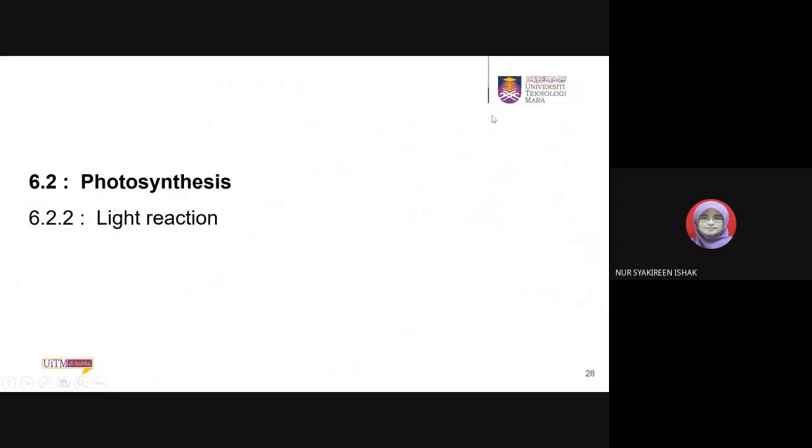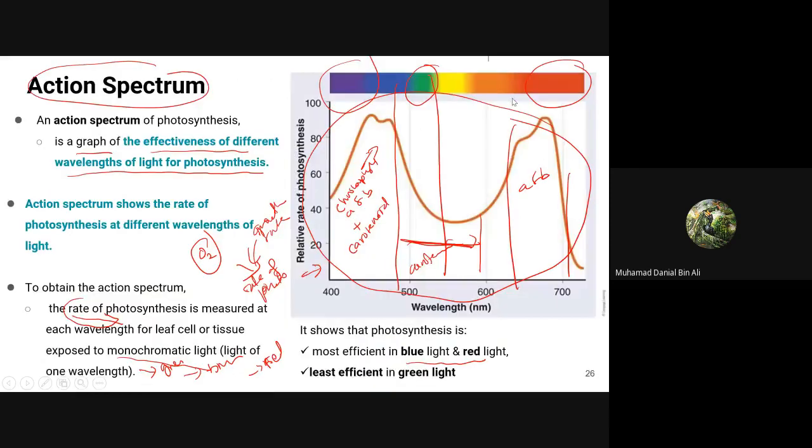So now we are going to look at the details. I have a question about the action spectrum, can I ask? Why do different wavelengths of light affect the rate of photosynthesis? Why not all wavelengths give the same? You have to understand the ability of each pigment. It depends on the structure of the pigment.